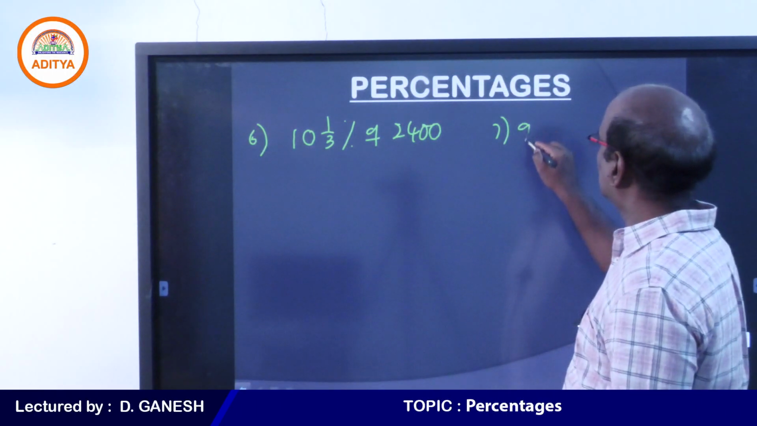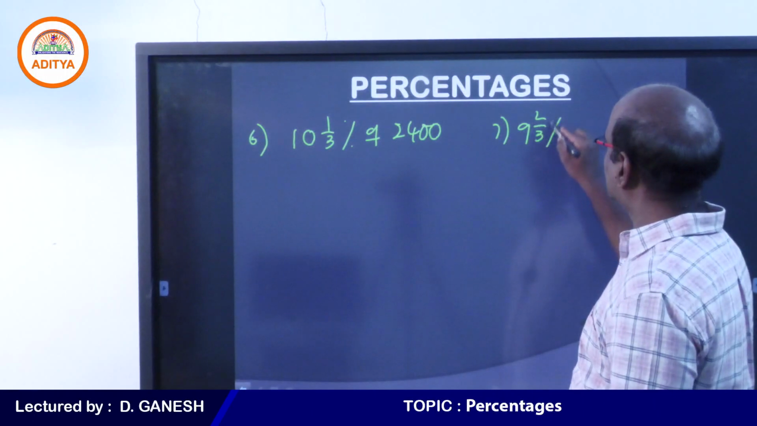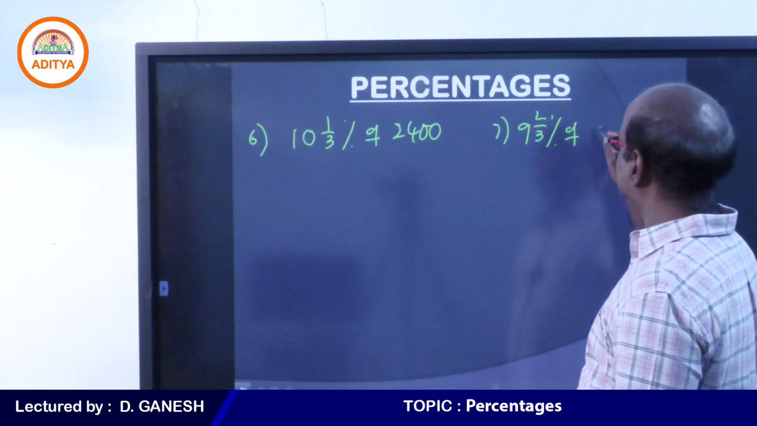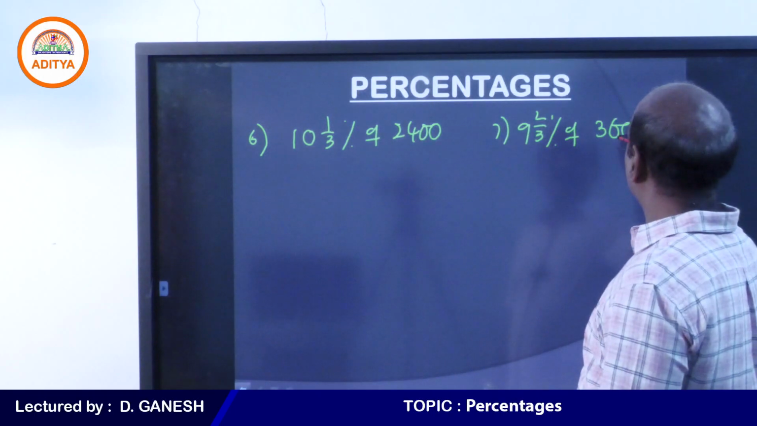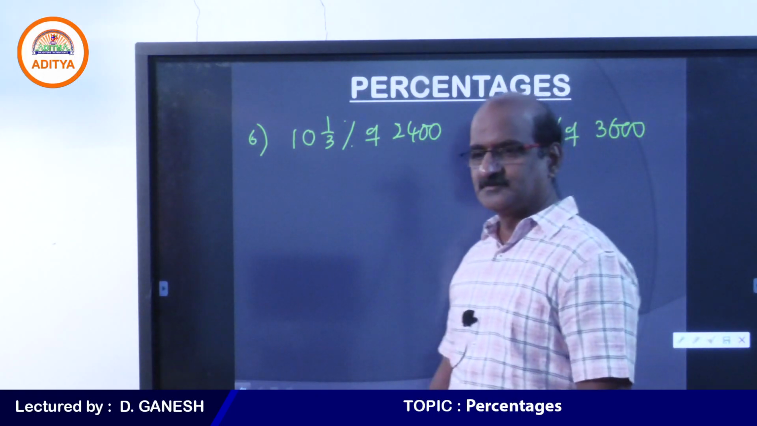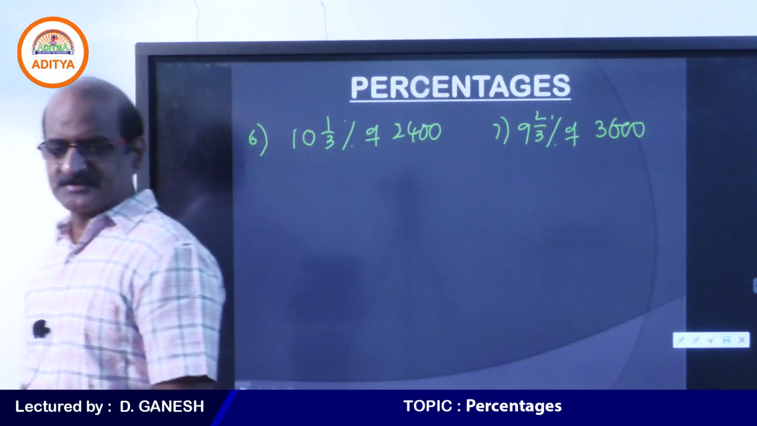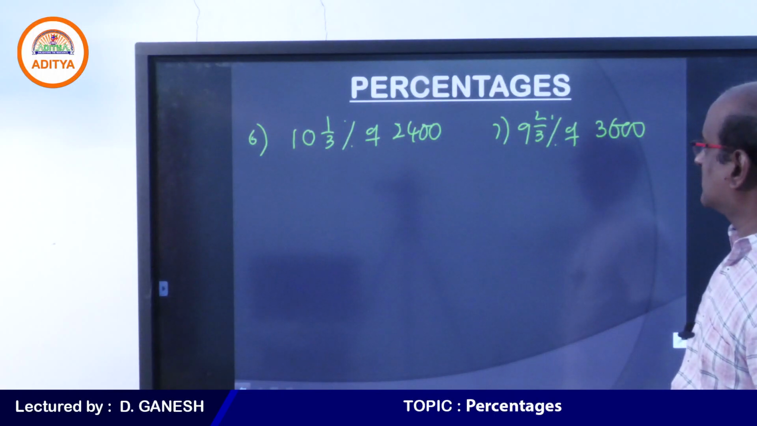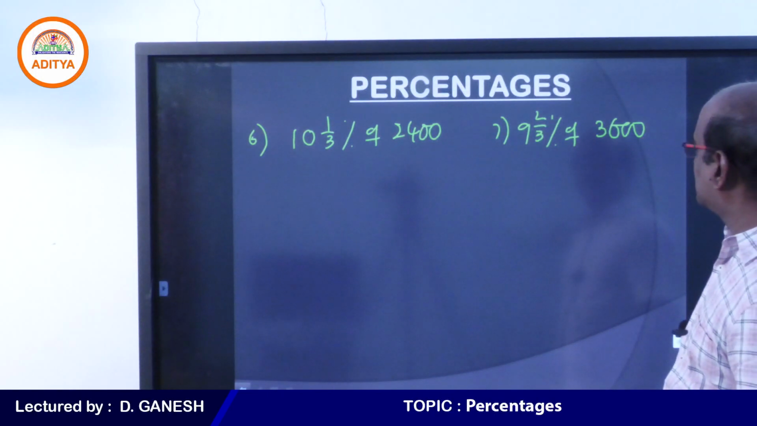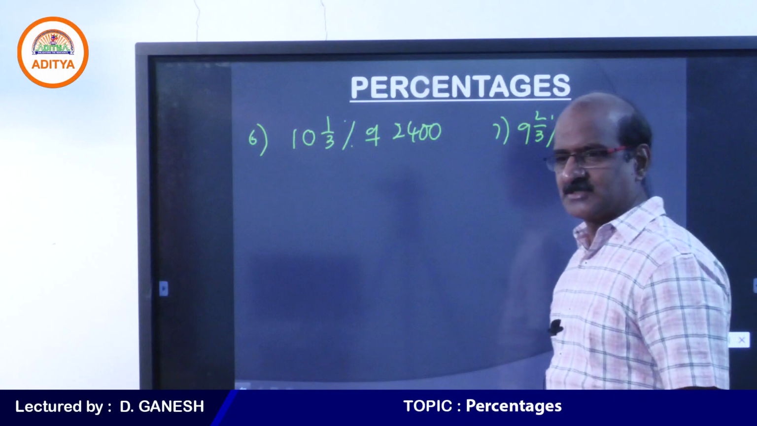So here we go. 9 2/3% of 3600 is equal to how much? Come on students, please answer these two questions. 10 1/3% of 2400, 9 2/3% of 3600 is equal to how much?